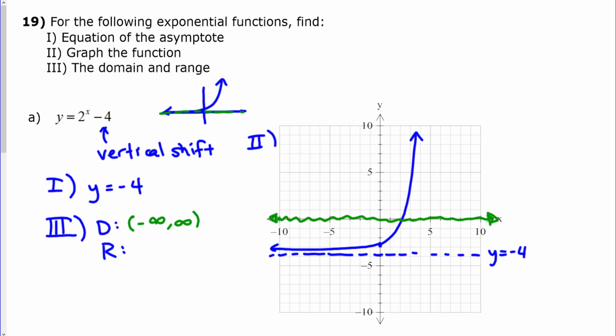The range is a little bit different. The range, if you smash everything up against the y-axis, you'd start here, and you'd have something going on all the way up to +infinity, but you wouldn't include the -4 because of the asymptote there. So the range would go from -4, non-inclusive, to +infinity. So the graph is generally easiest first. Once you have the graph, you can pick out the rest of these properties.